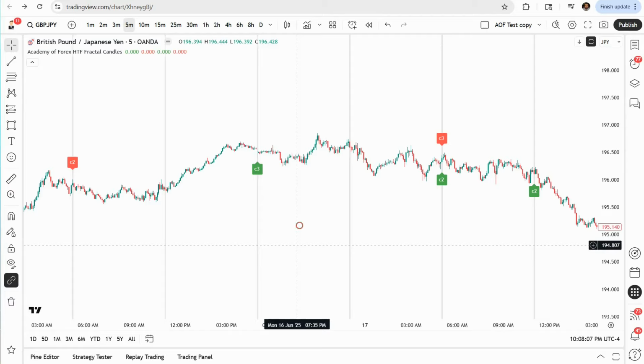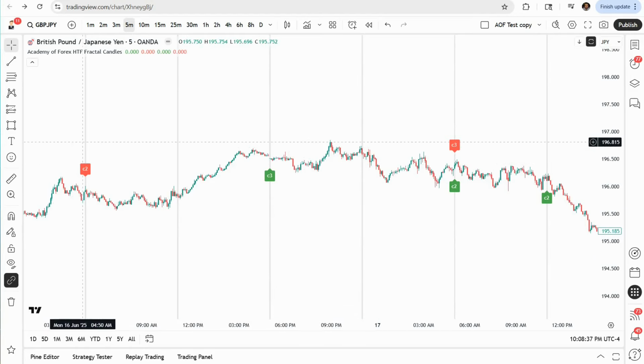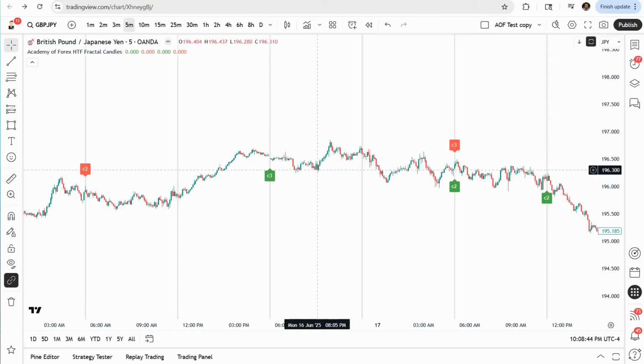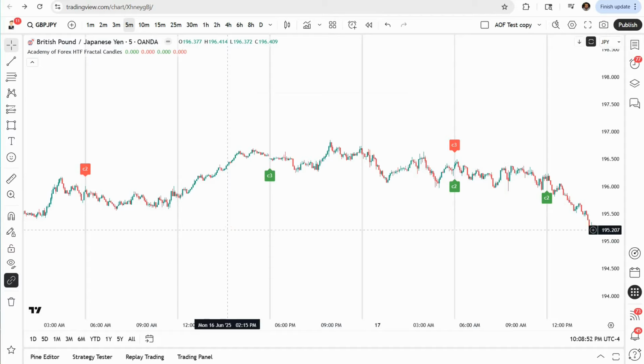But essentially, what we have is a higher time frame candle being framed out. That's in between these two faint lines, or the faint lines in general, each one framing out a particular higher time frame candle. And you can go into the settings and change whatever you want that higher time frame candle to be.